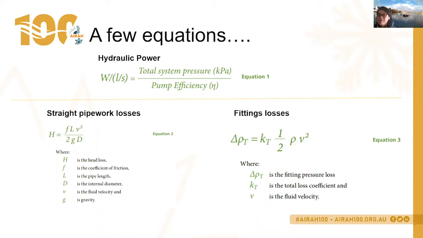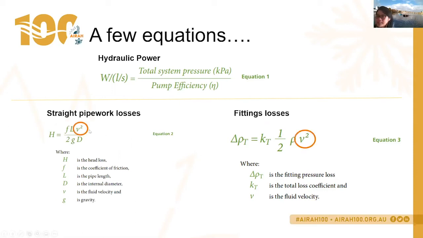Now, in theory, if you were to do a calculation, you would be trying to assess it based on the hydraulic power equation. However, for simplicity, what the ABCB pump calculator does is it exploits the relationship between the straight pipework losses equation and the fittings losses equation to simplify it based on a relative difference. So it's not actually doing the hydraulic power calculation, it's taking a reference. So we'll go through that example shortly.